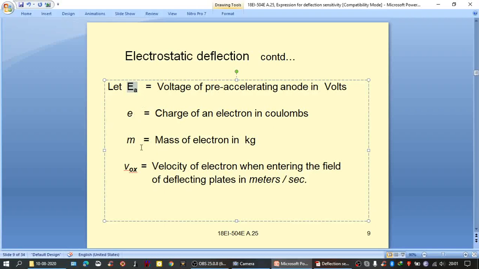Now, what is the gain in kinetic energy? The gain in kinetic energy is half m v square, that is the expression for kinetic energy. Here m is the mass of the electron and v is Vox, that is the initial velocity of the electron before entering into the field of the vertical deflection plates.